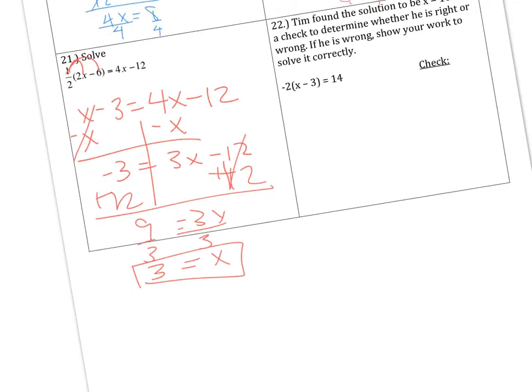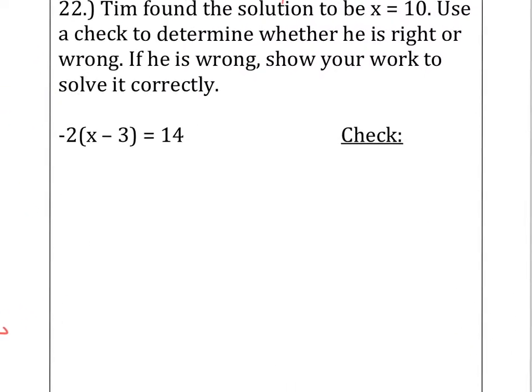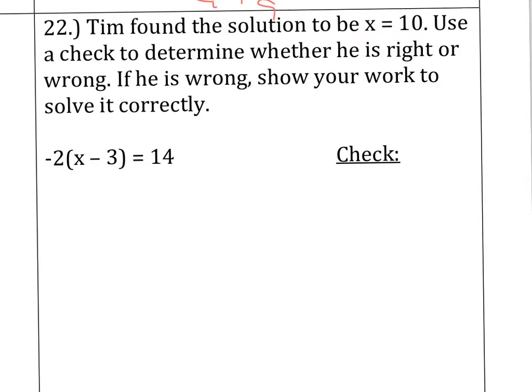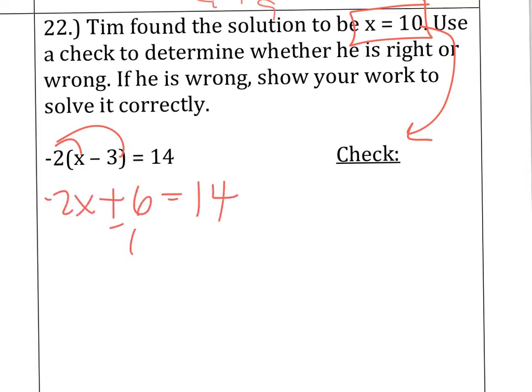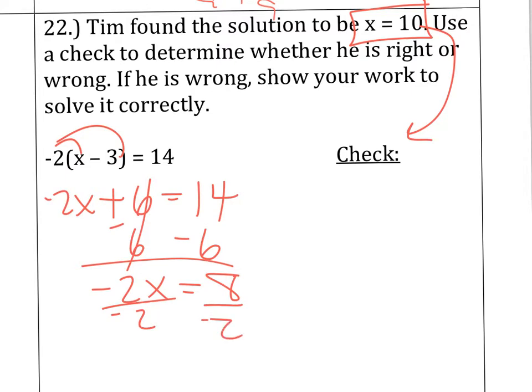Okay, one more. This one, it says, Tim thought the solution was x equals 10. Use this check down here to show whether he's right or wrong, and then solve it yourself. So let's solve it first. Negative 2x plus 6 equals 14. Subtract 6. Negative 2x equals 8. Now, I'm not going to get 10. I'm going to get negative 4. So negative 4 is the answer.